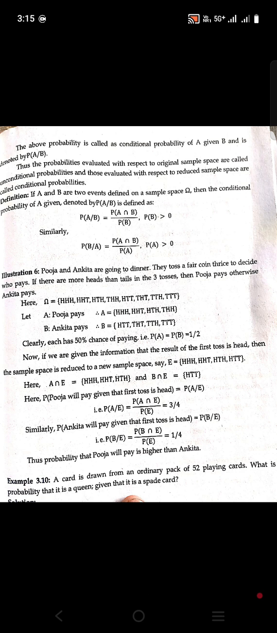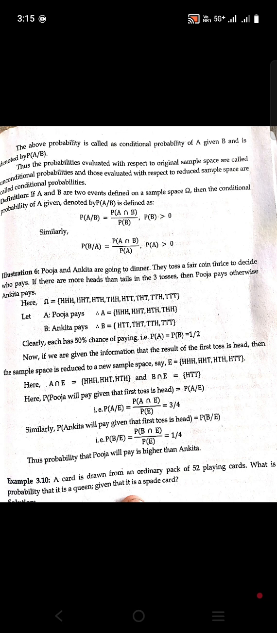Here the example is: Pooja and Ankita are going to dinner and they toss a coin to decide who pays the bill in the hotel. That is, if there are more heads than tails in the three tosses, then Pooja pays, otherwise Ankita pays. Here they toss a coin to decide who pays the bill.